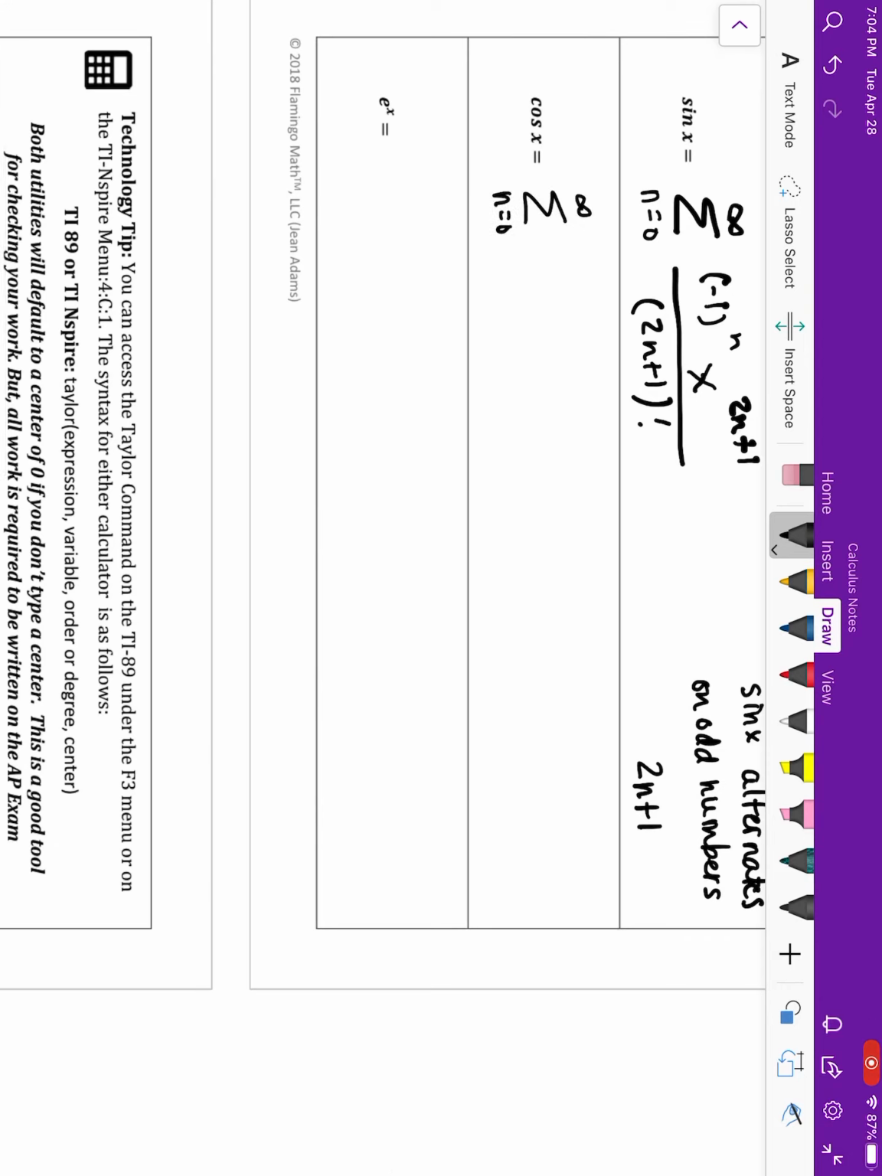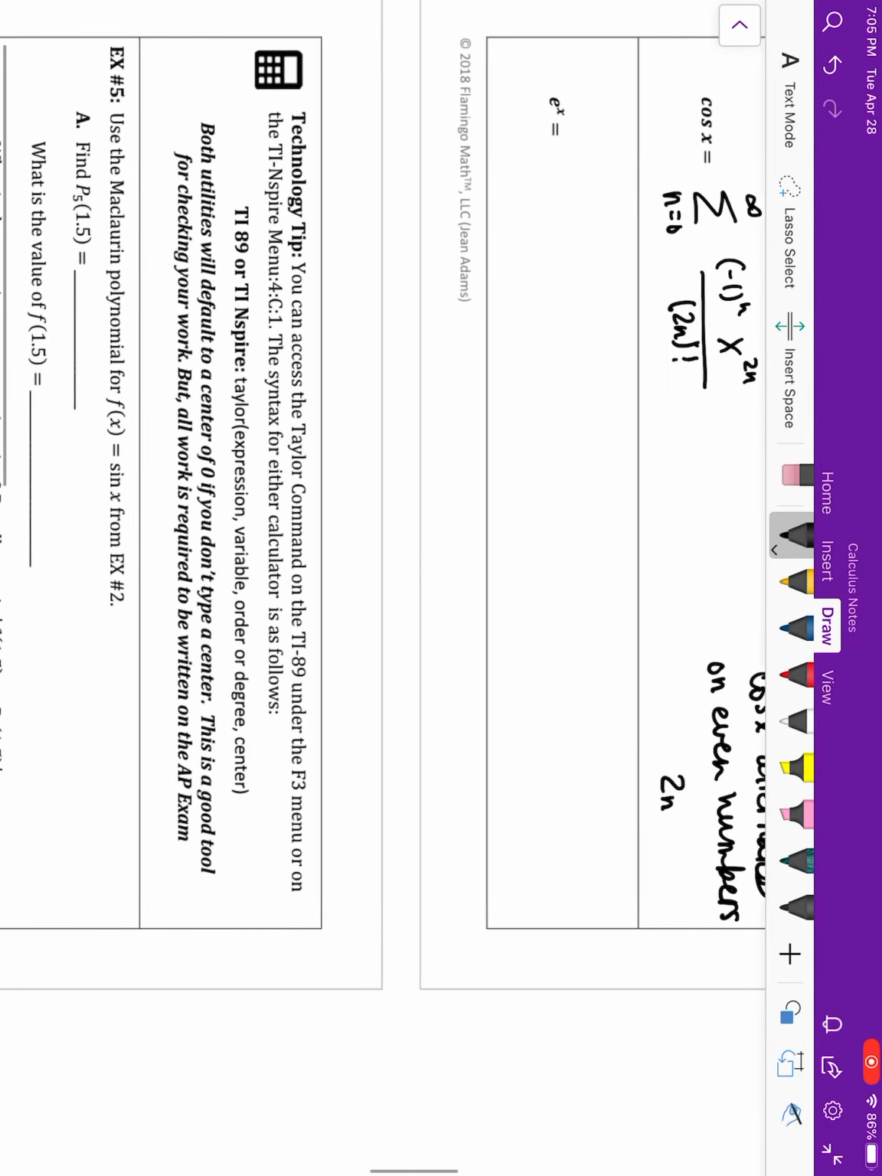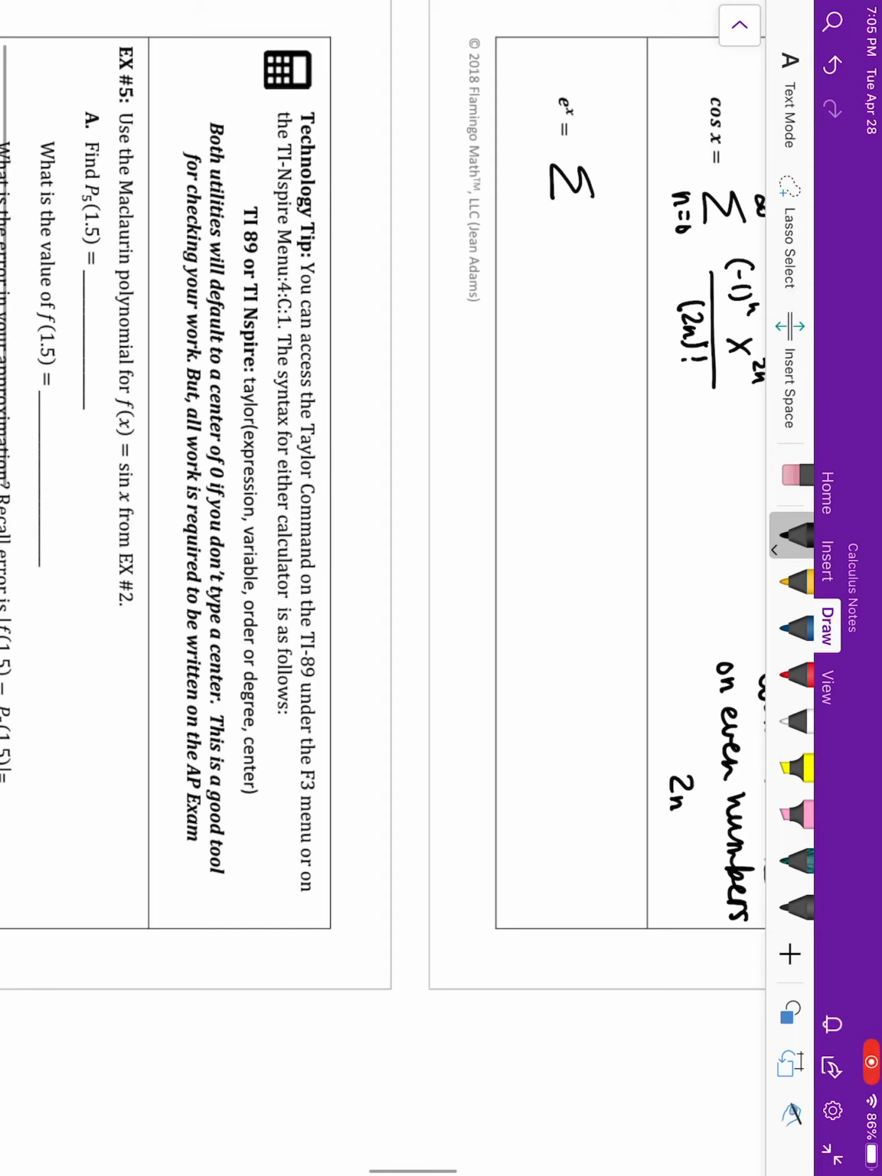Cosine x, summation n equals 0 to infinity, negative 1 to the n times x to the 2n divided by 2n factorial. And cosine of x alternates on even numbers. And so for those even numbers, to get those, we have 2n.